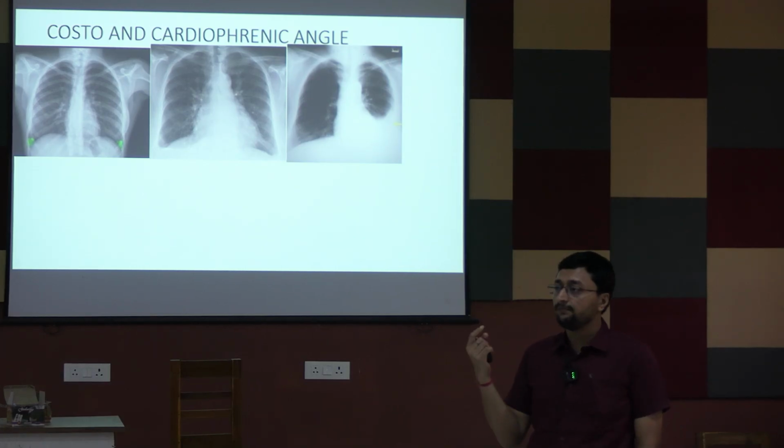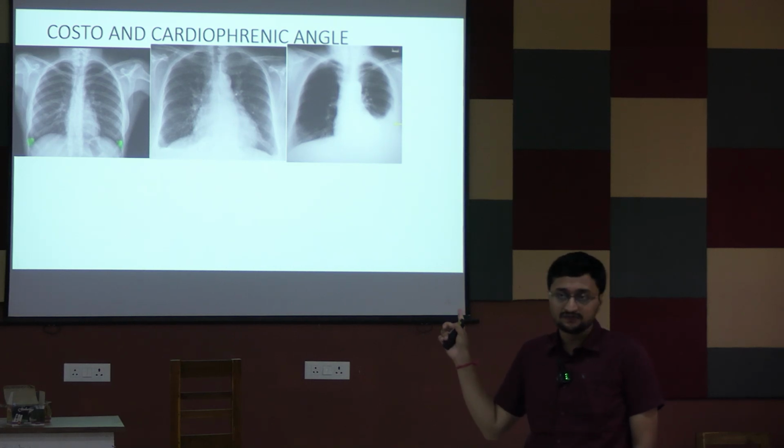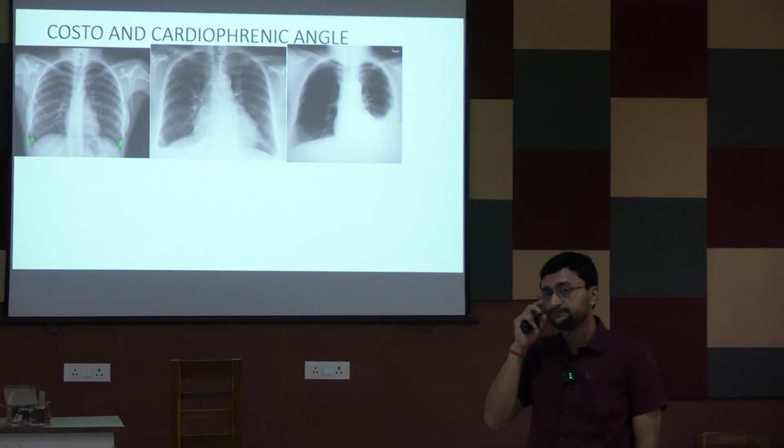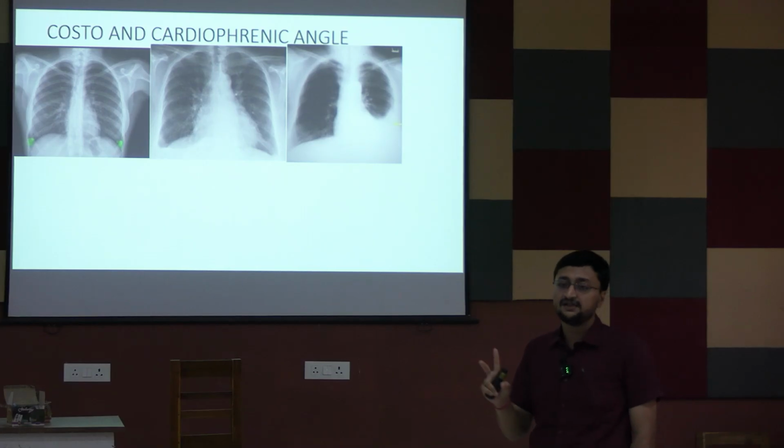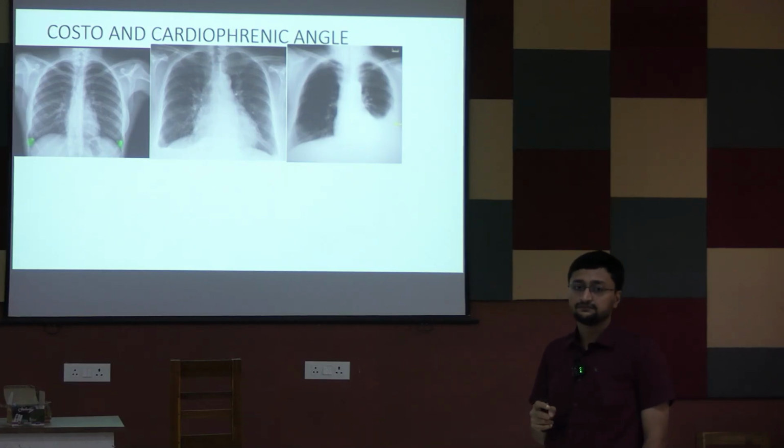One is blunting of CP angle, blunting of the left-sided CP angle is there. Okay, number one. Second, both left-sided costophrenic angles are blunt. First point. Second, what will it be later, is this shadow hypolucent or hyperlucent? Hypo, right, hypolucent shadow.